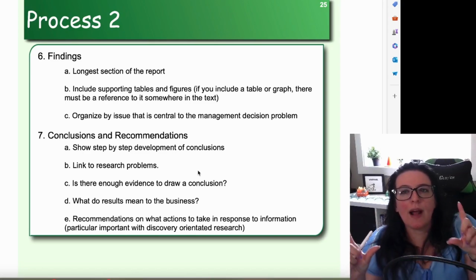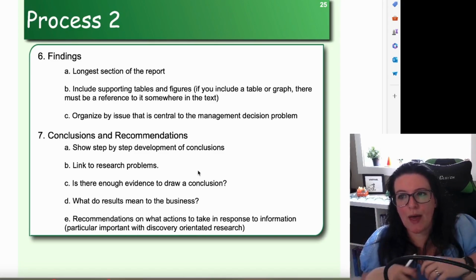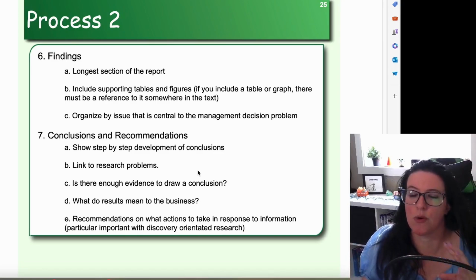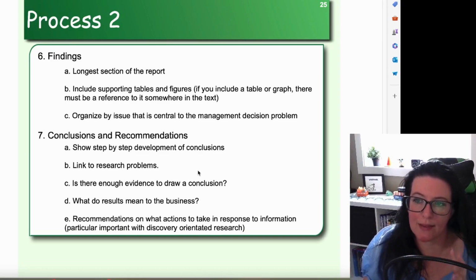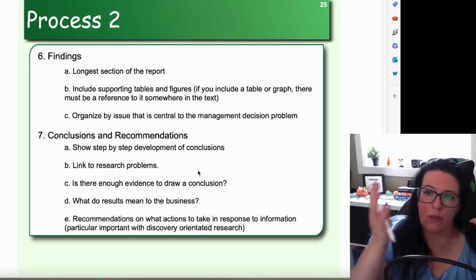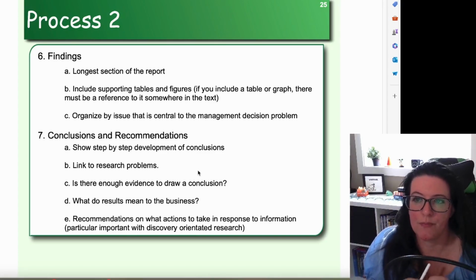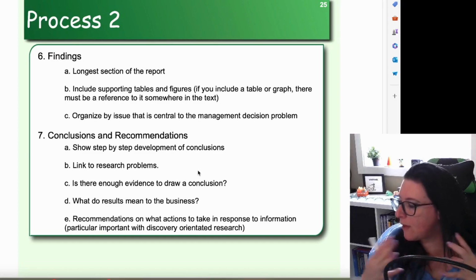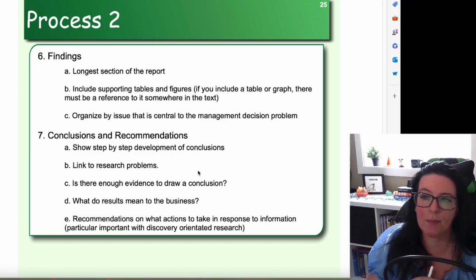You're probably going to organize it by issue. So that might be that you have different objectives that were part of this project or different aspects that were being looked at in this research. So you would then organize it by those. So what are the central issues relevant to your management decision problem? Okay. And then you're going to have your conclusions and your recommendations.